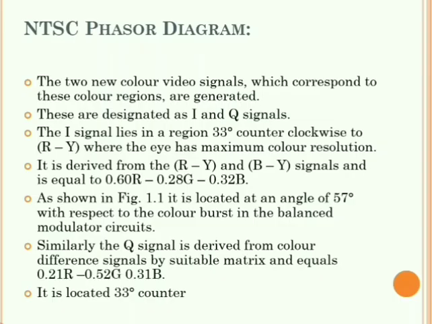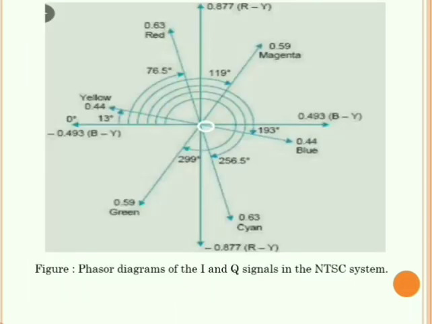Similarly, the Q signal is also formed. It is derived from the color difference signal by a suitable matrix and is equal to 0.21 R, R is nothing but the red, minus 0.52 G, that is green, plus 0.31 B, that is blue. It is located 33 degrees counter to that particular B minus Y.